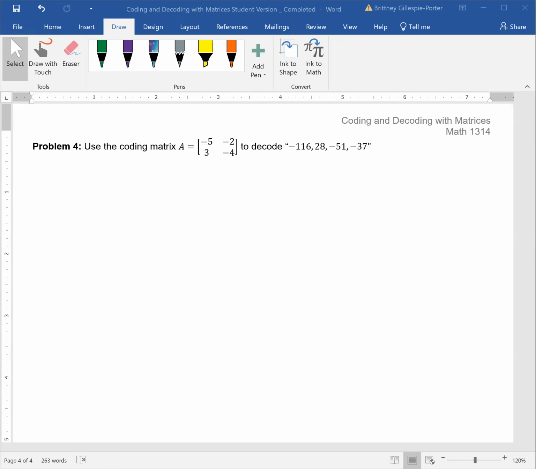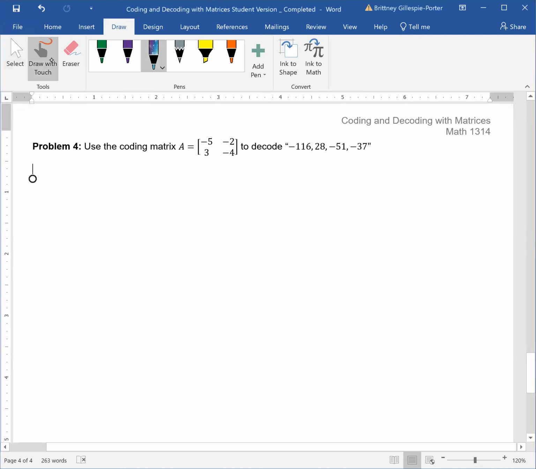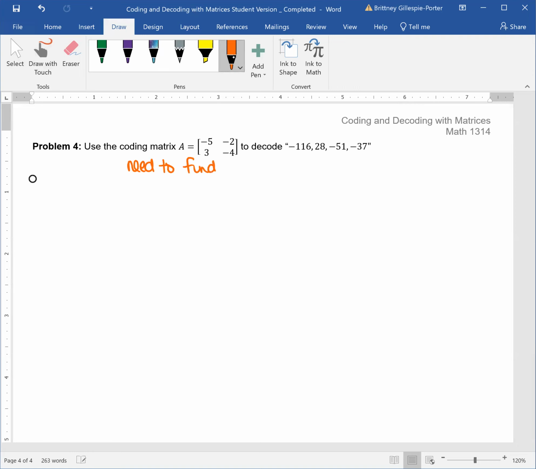All right, we're back with decoding a message, and this time we have the matrix A, the coding matrix. They didn't tell us A inverse. Okay, so we are going to need to find A inverse. Otherwise, we can't decode. But we can get started on making our coded message matrix.